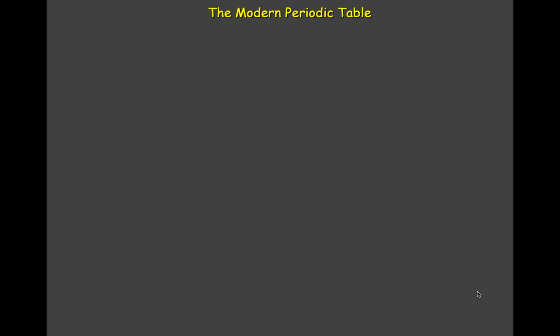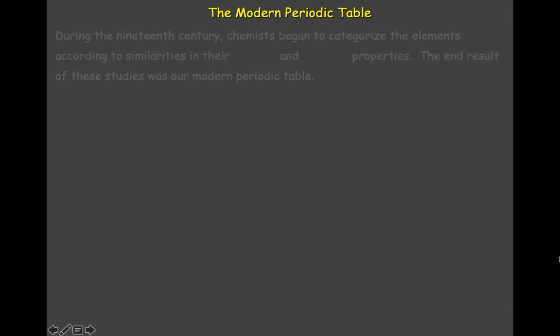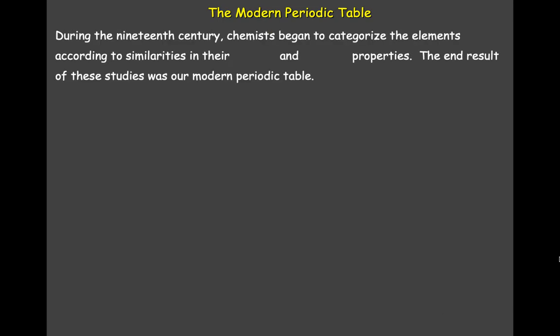So, a couple of things about the periodic table to start off, just a little introduction here. We talk about the modern periodic table. During the 19th century, and this is going back a ways, a bunch of different scientists began to categorize the elements in terms of their reactivity and their observations with the elements.